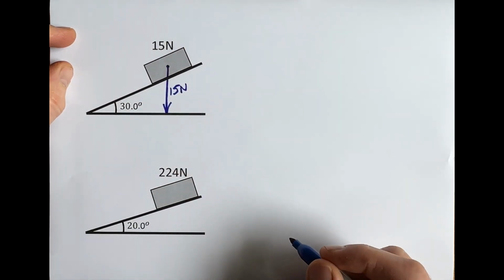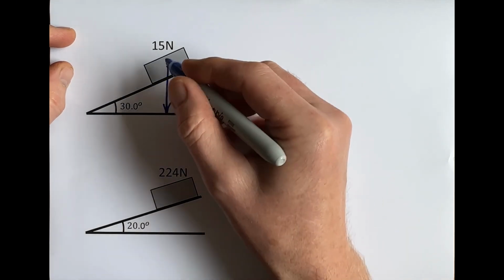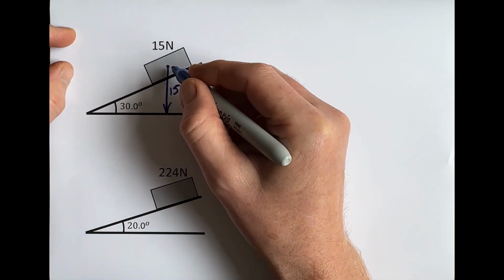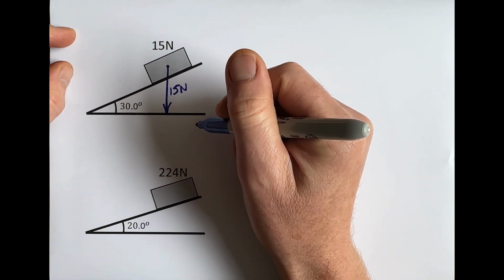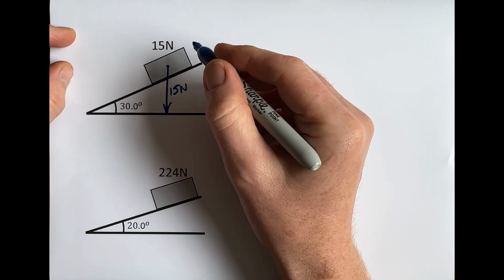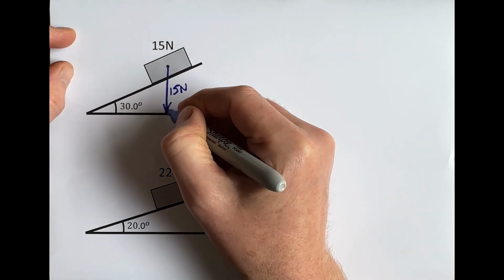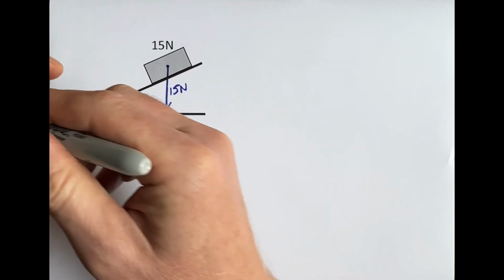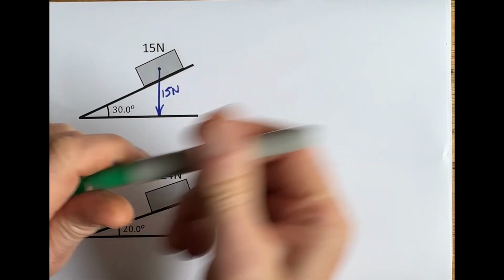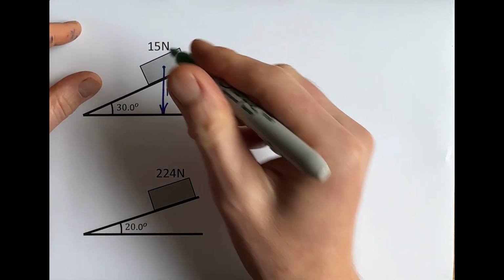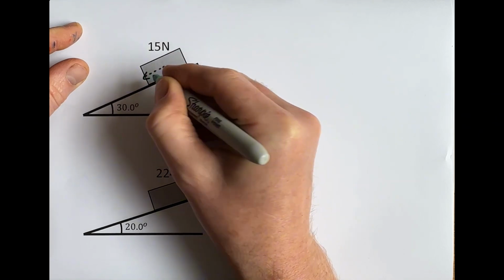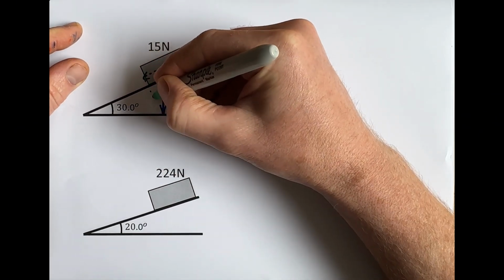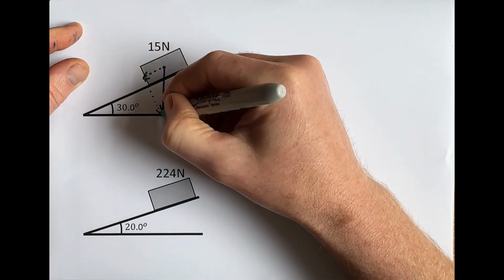Now we're going to take that 15 newton force and split it into two components. Those components will form any vector. You can split it into two components that will form the sides of a parallelogram. So for this weight here, we will split it into two components, one of which will be down the slope, and the other will be perpendicular to the slope, like that.